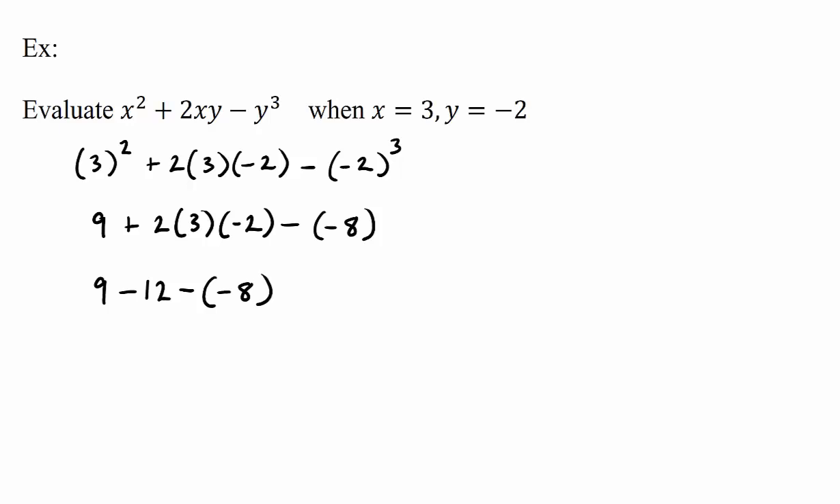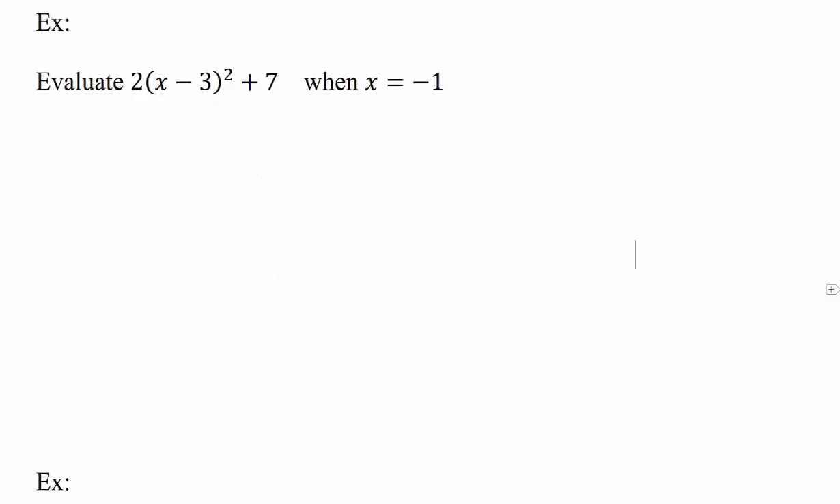Now using what I know from integers, a negative and a negative make a positive when both signs are the same, or subtracting is the same as addition of the opposite sign. So these really become 2 plus signs. And going from left to right, 9 subtract 12 is going to be negative 3, and negative 3 plus 8 is going to be a final answer of 5.